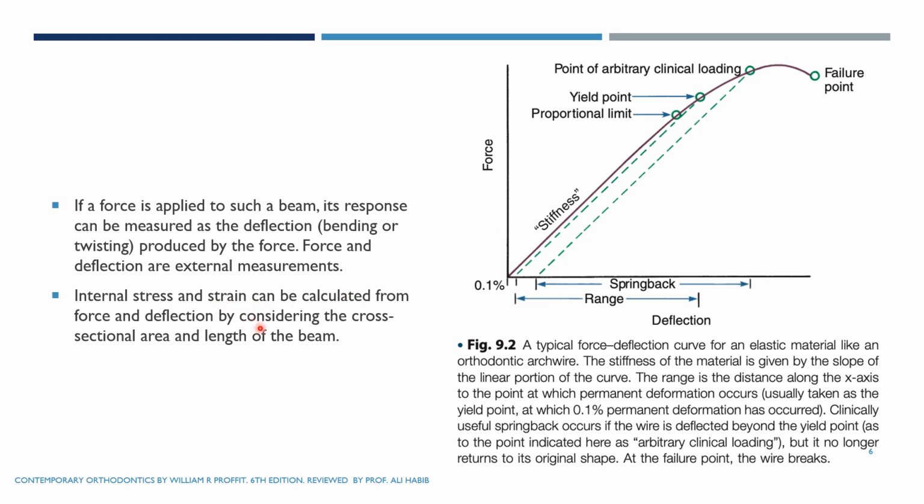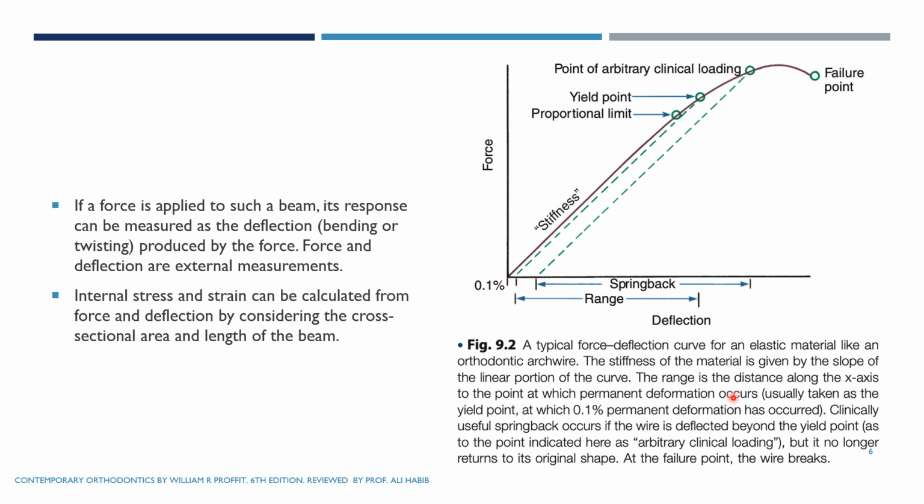So how can we calculate the internal stress-strain? It can be calculated by considering the cross-sectional area and the length of the beam, which is here the wire, for example. And if you look at this curve, force deflection, we have several definitions that we should know. First of all, the stiffness. Stiffness represents the slope of the linear portion of the curve here, which is force over deflection. As you can see here, the stiffness is given by the slope of the linear portion of the curve.